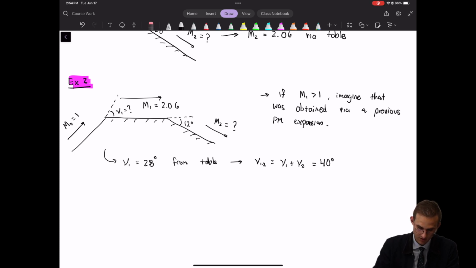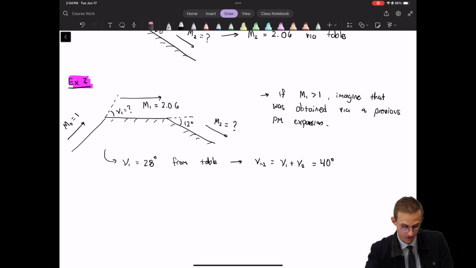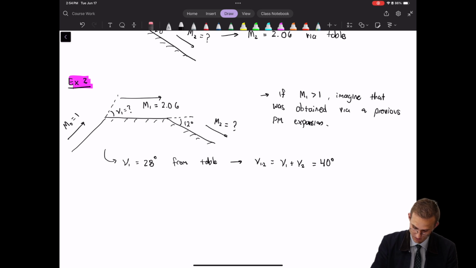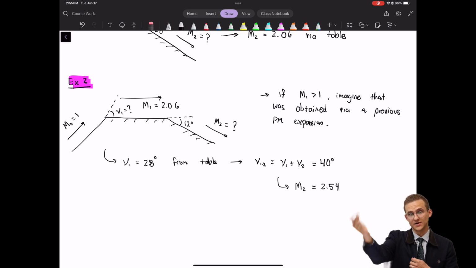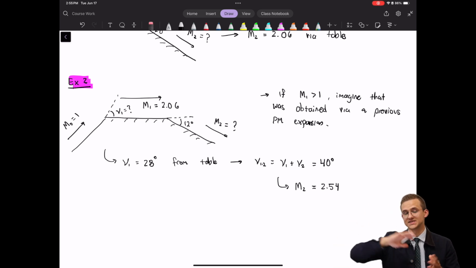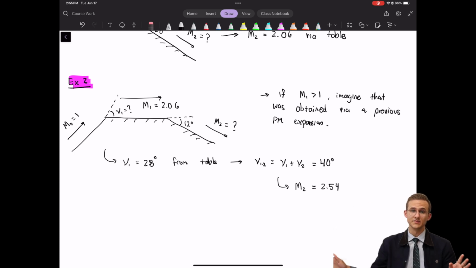And then you know that you're turning through a total of 40 degrees starting from Mach number equal to 1 to get to M2, which you know from the tables is going to give you 2.54 in this case. Because these processes are isentropic, you can do 28 degrees of rotation of the flow, followed by 12 degrees of rotation of the flow, and that's the exact same thing as doing the entire 40 degrees to begin with.